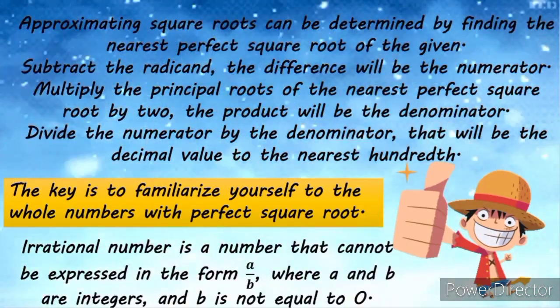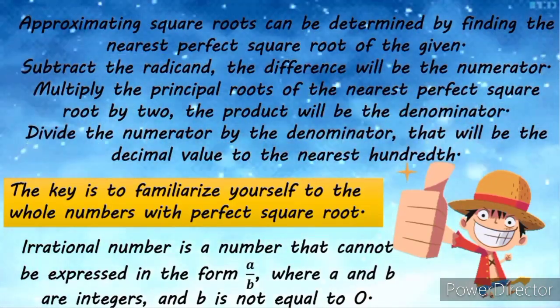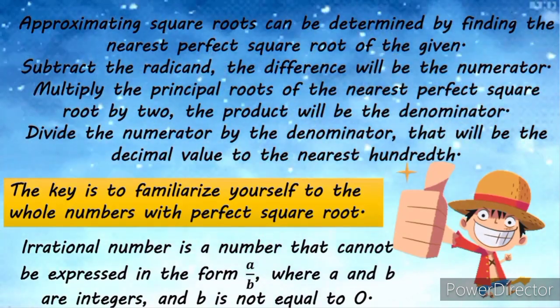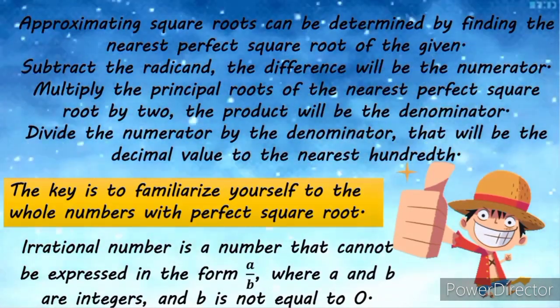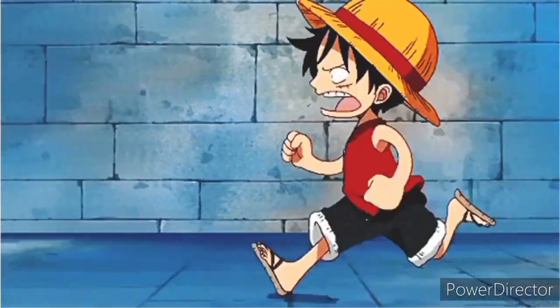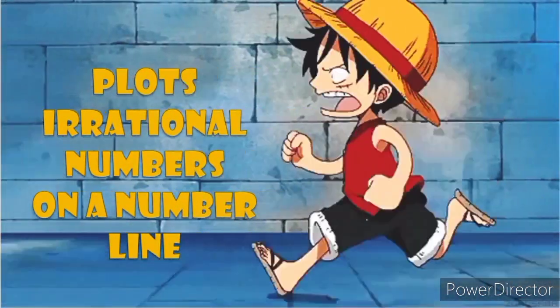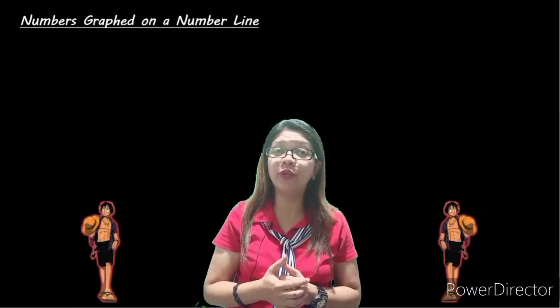An irrational number is a number that cannot be expressed in the form a over b, where a and b are integers and b is not equal to 0. Now, let's plot irrational numbers on a number line. Numbers graphed on a number line.